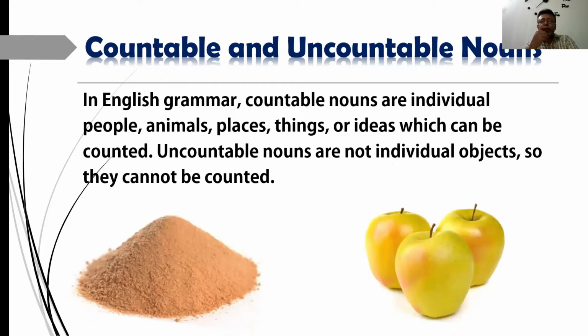With this, we come to another part of nouns, which is countable and uncountable nouns. In English grammar, countable nouns are individual people, animals, places, things, or ideas, which can be counted. Uncountable nouns are not individual objects, so they cannot be counted. And you can see the two images. What do you reckon?